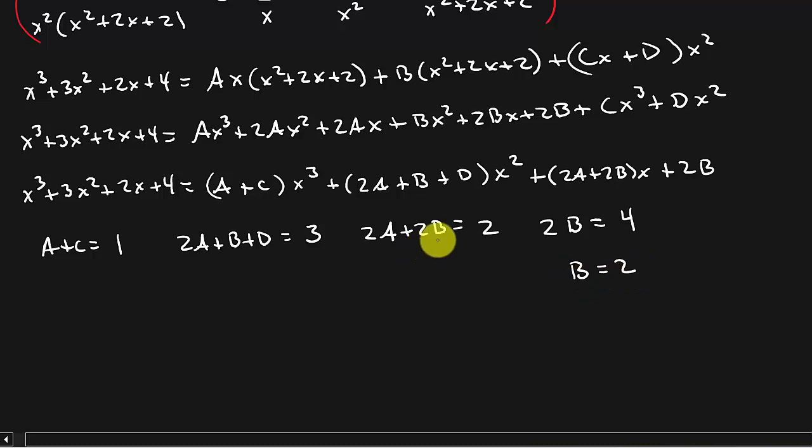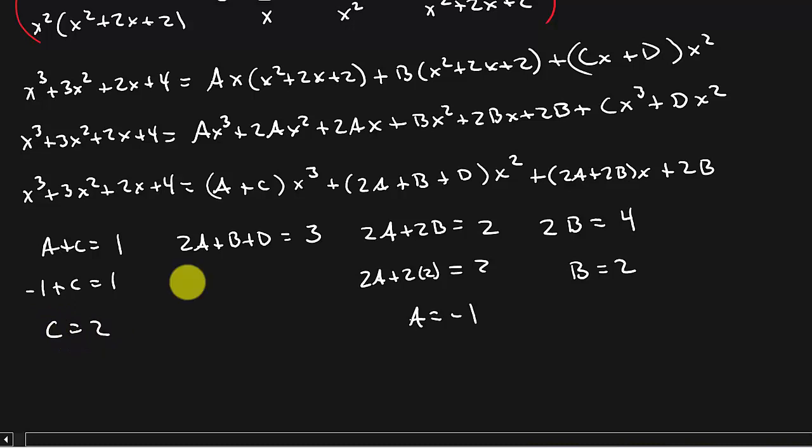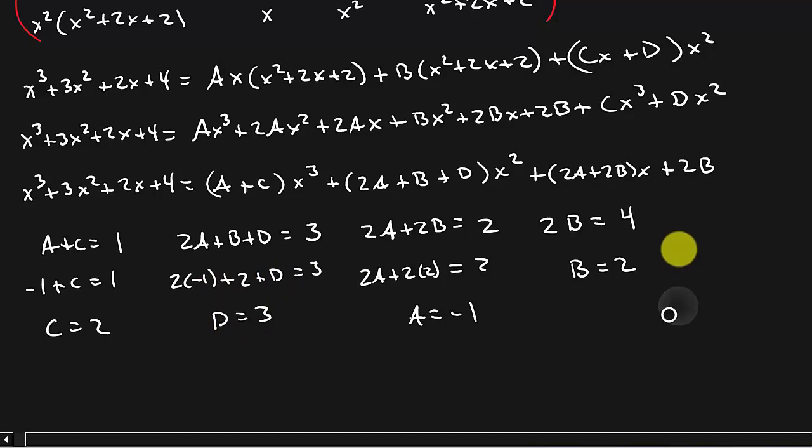All right, so plug the b into here. That's going to be 2a plus 2 times 2 equals 2. So that's 4. Negative 2, I believe a should be negative 1. Just solving that in my head, yeah. And so now we can plug the negative 1 into here. Negative 1 plus c equals 1, so c should equal 2. And then here I've got 2 times negative 1 plus 2 plus d equals 3. So that's just d equals 3 because that goes to 0. All right, so we're good.